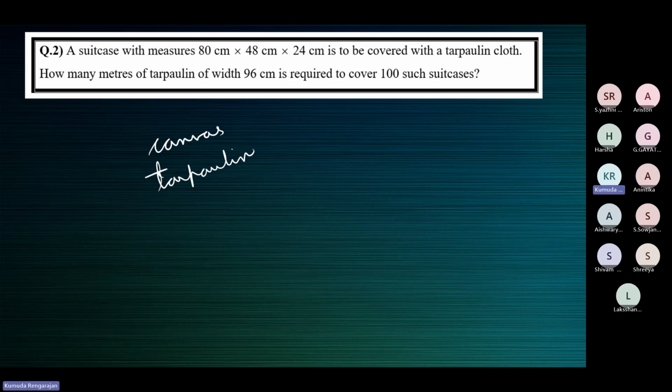And since it is covering the suitcase with tarpaulin cloth, it's a total surface area. If they are covering only the curved surface area, that should be mentioned in the question. Nothing is mentioned, so it is a total surface area. Okay. The question is how many meters of tarpaulin of width 96 centimeters is required to cover 100 such suitcases? Listen very carefully.